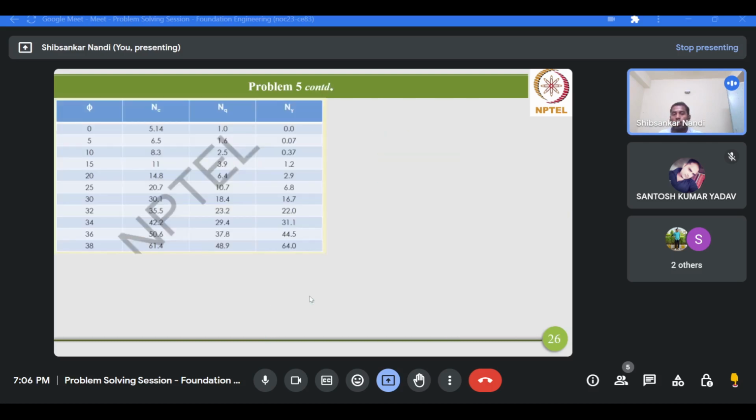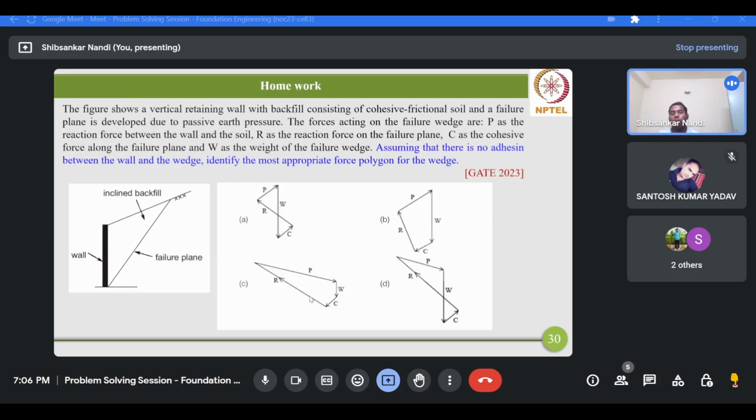Okay, now after this problem there was one homework problem for you, and this problem is taken from GATE examination 2023. So in this problem, a vertical retaining wall with backfill consisting of cohesive frictional soil and a failure plane is developed due to passive earth pressure. The forces acting on the failure wedge are P as the reaction force between the wall and the soil, R as the reaction force on the failure plane, C as the cohesive force along the failure plane, and W as the weight of the failure wedge.